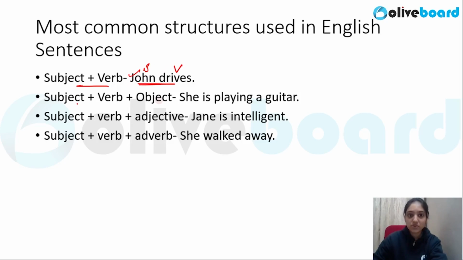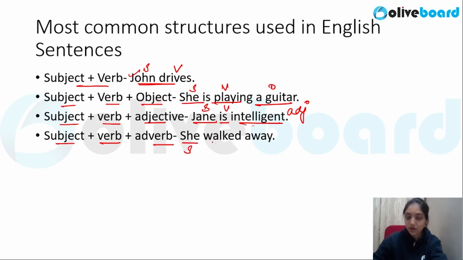Moving on to the next structure, it says subject plus verb plus object. So, she is playing a guitar. She here is the subject, is playing is the verb, and a guitar is the object. Moving on, subject plus verb plus adjective. So Jane here is the subject, is here is the verb, and intelligent here is the adjective. And finally, subject plus verb plus adverb. So she here becomes the subject, walked here becomes the verb, and away is the adverb. This adverb qualifies the verb, that is walked.